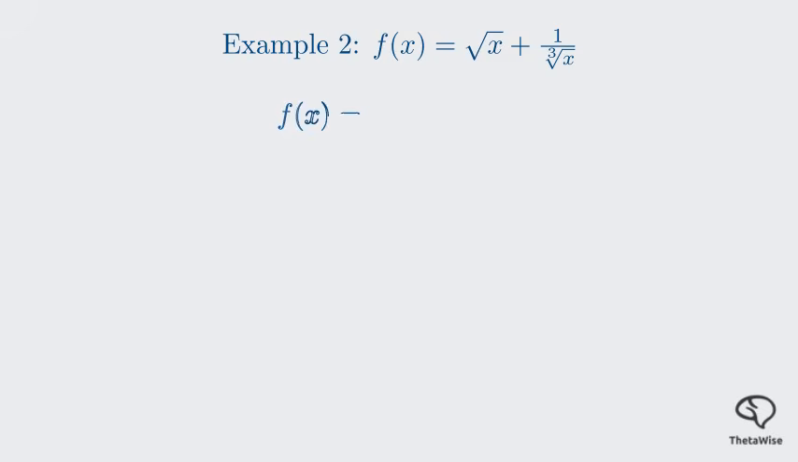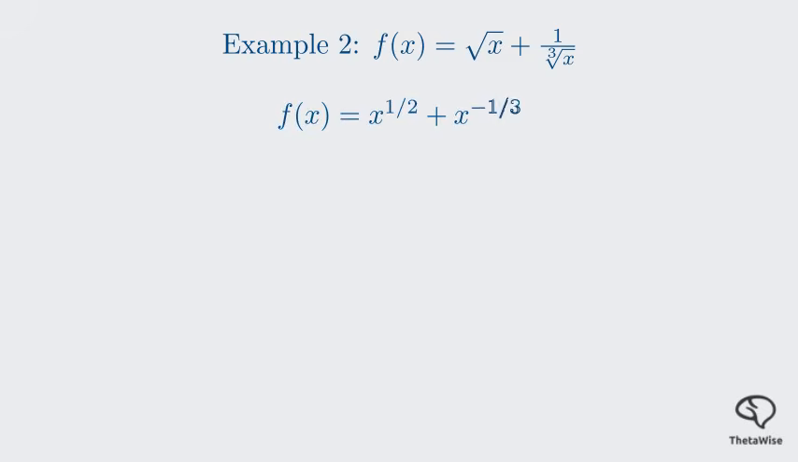Here's our second power rule example. What if your function has radicals, or is a fraction? Let's find the derivative of the square root of x plus 1 over the cubed root of x. The key here is to rewrite everything as a power of x. The square root of x is x to the 1/2 power. The cubed root of x is x to the 1/3 power, so 1 over that is x to the negative 1/3 power. So our function becomes x to the 1/2 plus x to the negative 1/3.